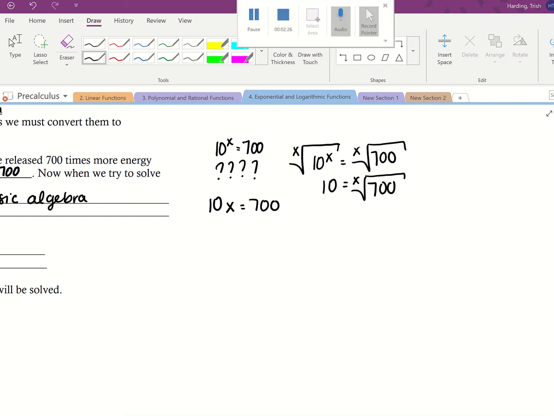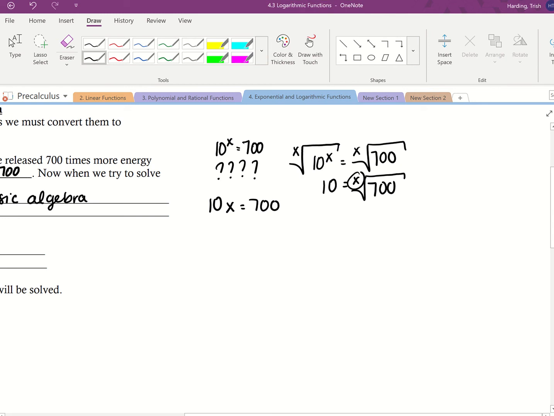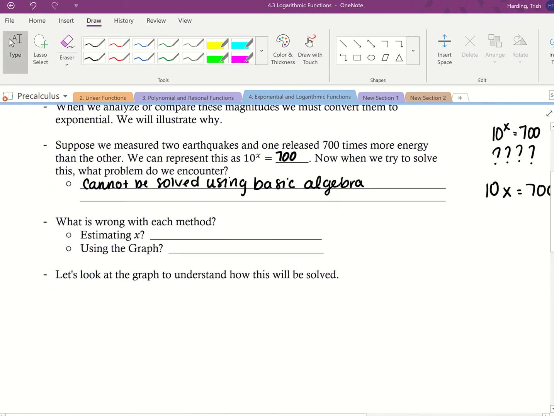But now we still have an x to deal with. And there's really no way we have of solving that. So we're not going to be able to use basic algebra, and that's a huge problem. So there are ways that we could solve this. We could estimate it, so we could plug values in.